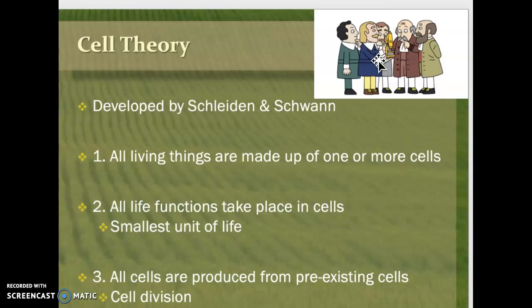Okay, Schleiden and Schwann, must be some Germans or Hungary or Dutch. This is major. Okay, so huge points of all biology. Okay, people didn't used to know this. People didn't used to know that all living things are made of one or more cells. But now we do. We're so smart. Good job, science. All life functions take place in cells, and cells are the smallest unit of life.